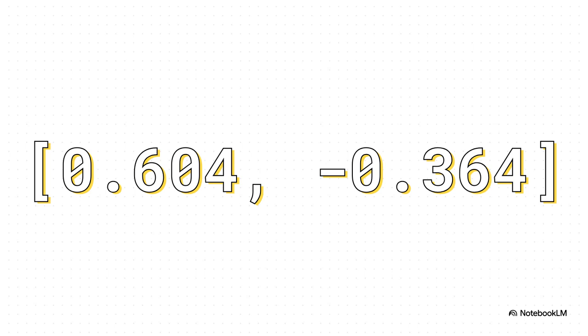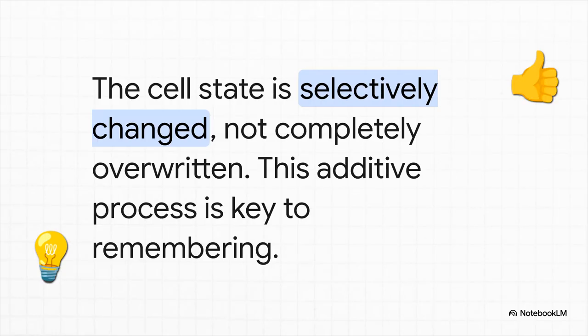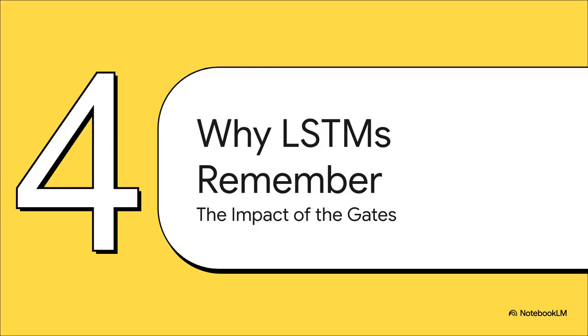This vector now holds this perfectly curated blend of information. It's tossed out some of the old, irrelevant stuff and mixed in just the right amount of the new, important stuff. This is the memory it's going to carry forward. And that, right there, is the whole magic trick. The long-term memory doesn't just get wiped clean at every single step. No, it is meticulously, surgically edited. And this ability to make these small, precise updates is exactly what lets important context survive that long journey across a sentence. So let's zoom back out for a second.